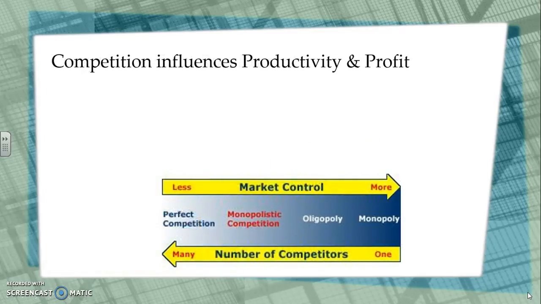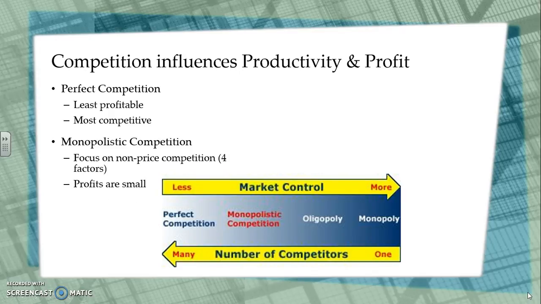So now we're going to look at competition and how that influences productivity and profit. So keep Tammy's example in mind. Perfect competition is the least profitable and the most competitive because there's so many producers and each producer controls such a small percentage of the market.